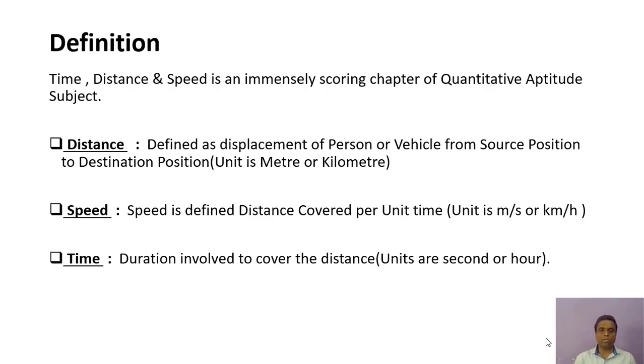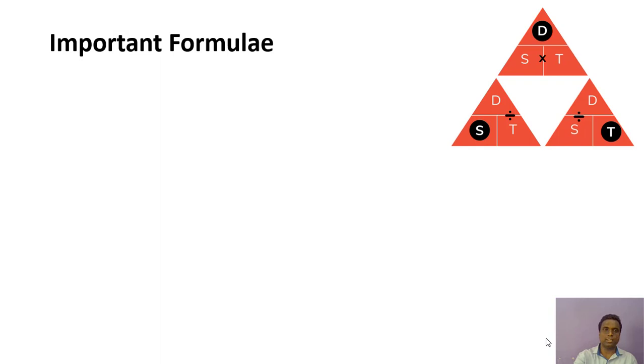Time is the duration involved to cover the distance. When a person or a body moves from his source to destination point, whatever the duration is required, it is called time. Its units are seconds or hours. So these are the basic definitions of time, speed and distance. We will now look into important formulae.